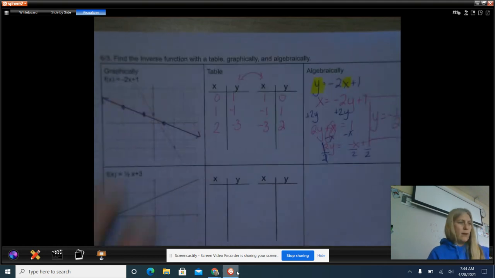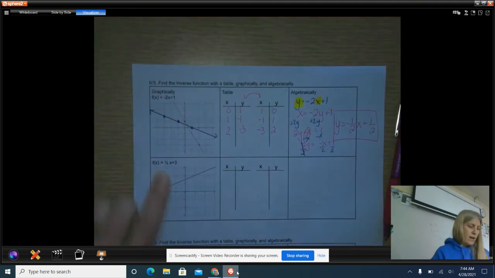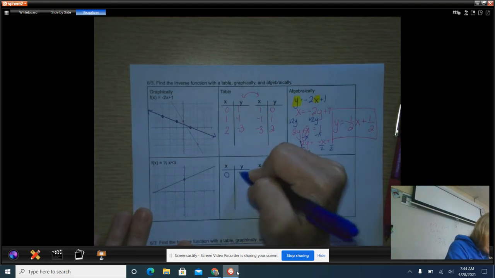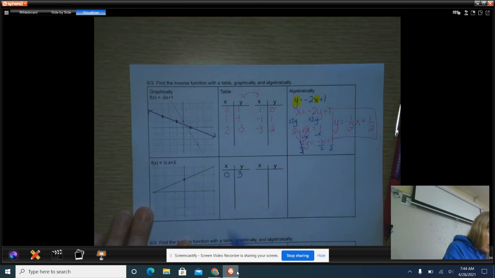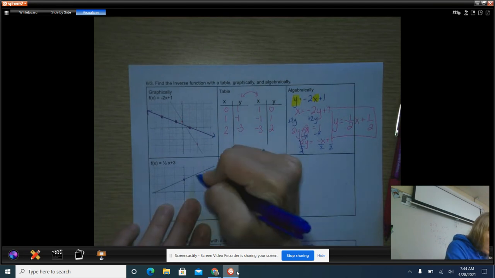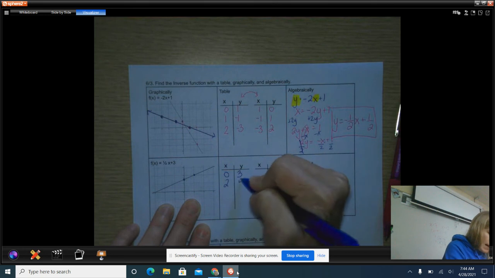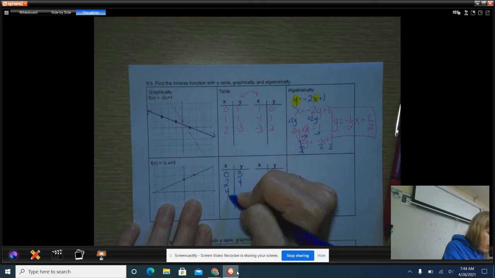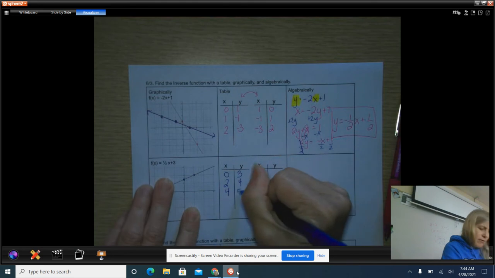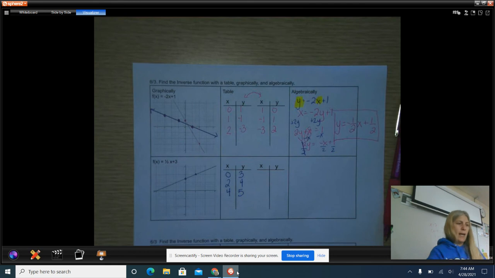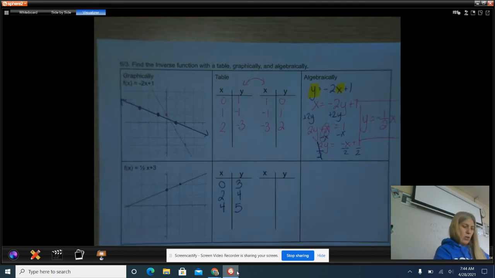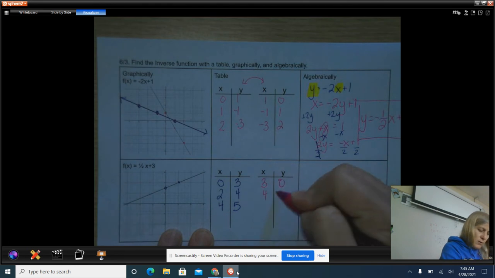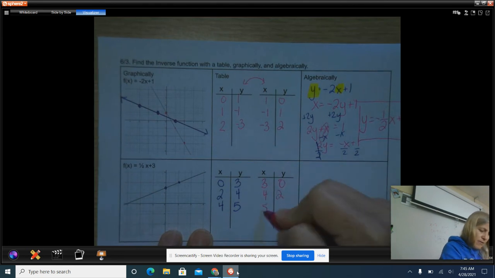So once again, we like to pull out those points, or you can make the points using the equation as well. But we have the point 0, 3. We have the point 2, 4. And another good point here is going to be 4, 5. Okay. And so we're going to switch those on the table. So 0, 3 becomes 3, 0. 2, 4 becomes 4, 2. And 4, 5 becomes 5, 4.